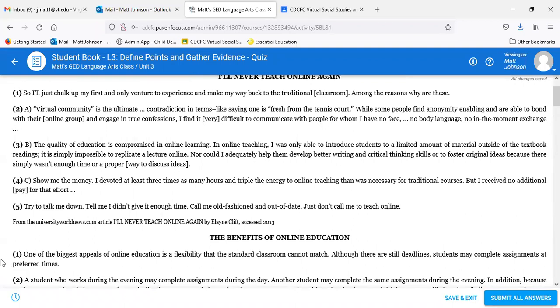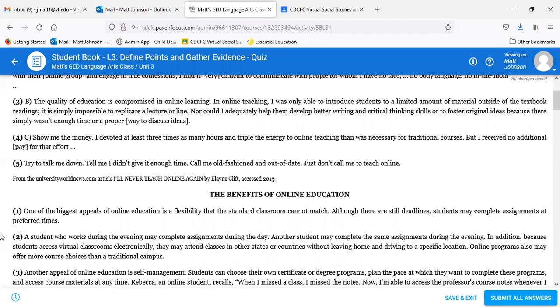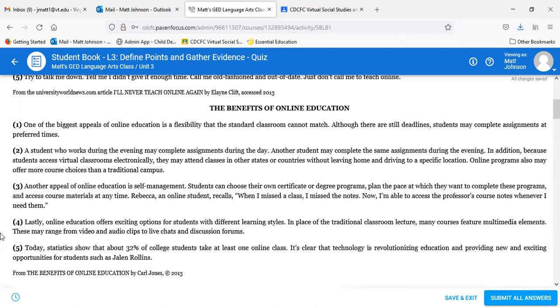Just consider that Clift was against teaching online because of her experience. She made the point about the anonymity of the students and the quality of the materials, not being able to help with writing, and then also the amount of time and energy that she put into constructing her class. Whereas Jones talked about the flexibility and the self-management that allowed students to attend classes when they wanted, and they could access notes and things like that.